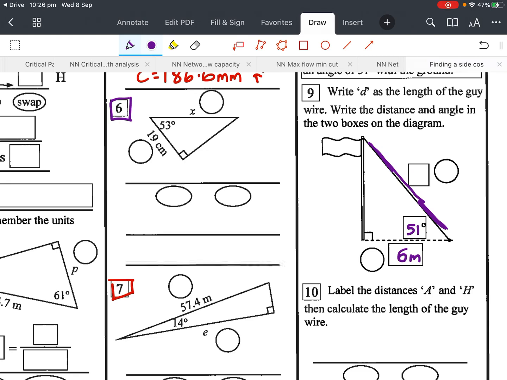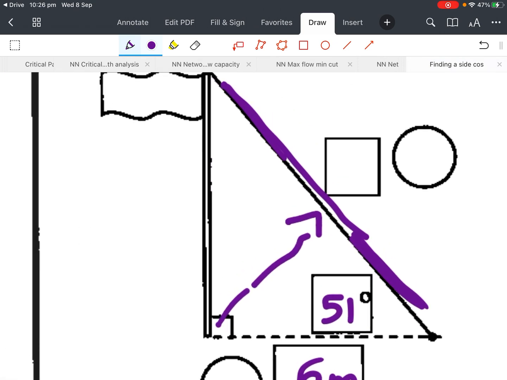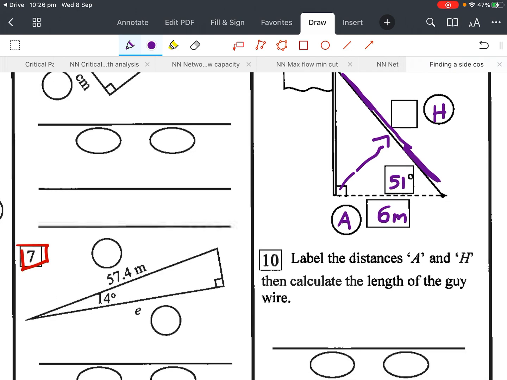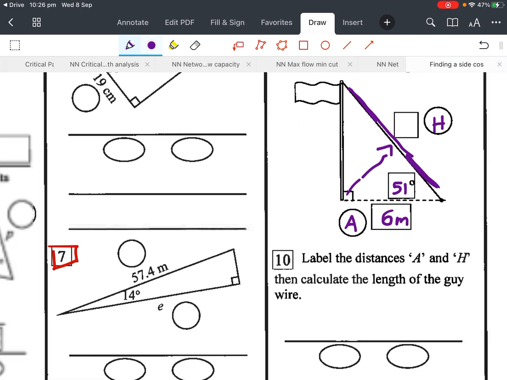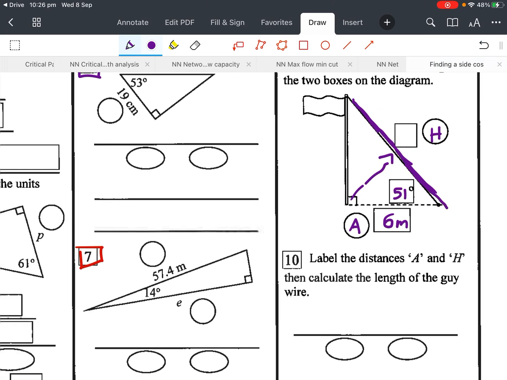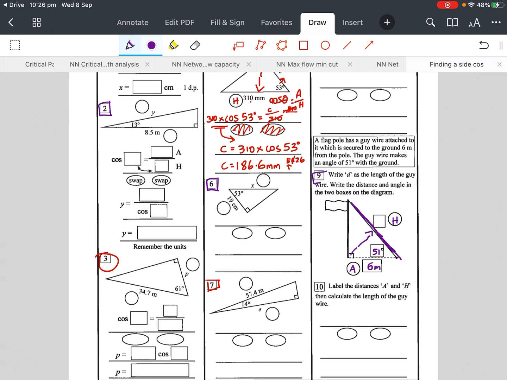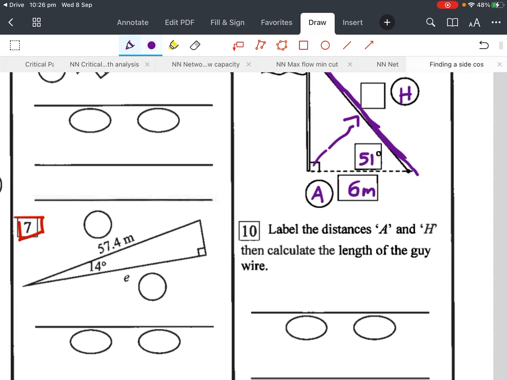Write the distance and the angle in, okay? Label the distance A and H. So hopefully you notice that's opposite the right angle. So that's your H, and this one must be your A. Calculate the length of the guy wire. So we've got to work out this one here. So yes, that is the same as working out a purple one. So it's a swapsies one, okay?